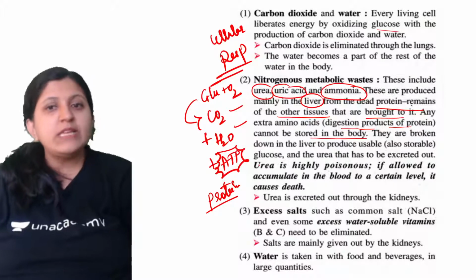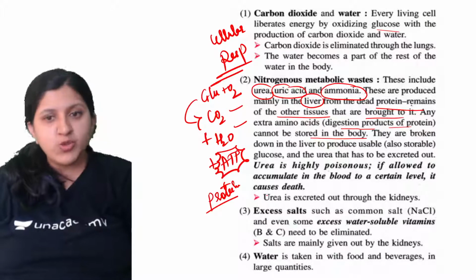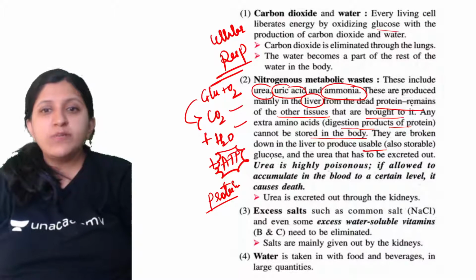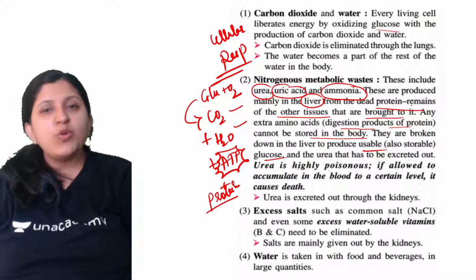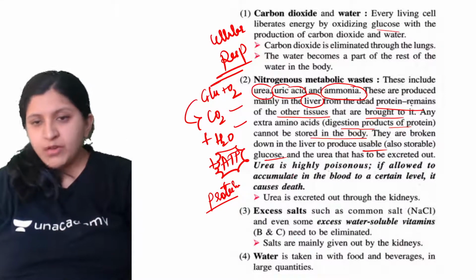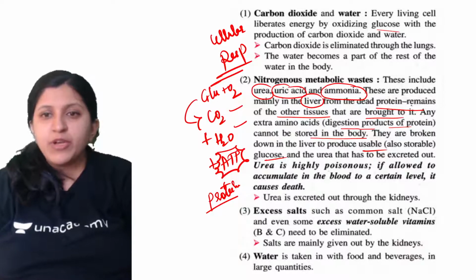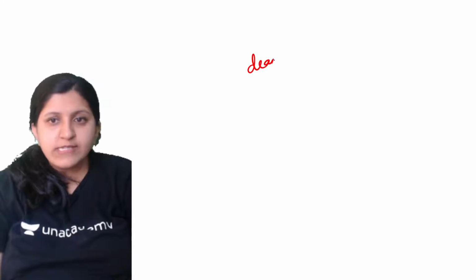Anything that is in excess with respect to protein, protein will never be stored in our body. So this protein will be broken down in the liver to produce usable glucose. Glucose synthesis will occur, and then the glucose itself is going to be used. So what happens here? There is a process called deamination.